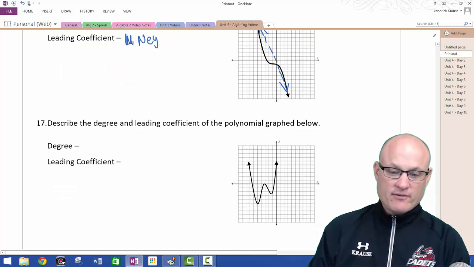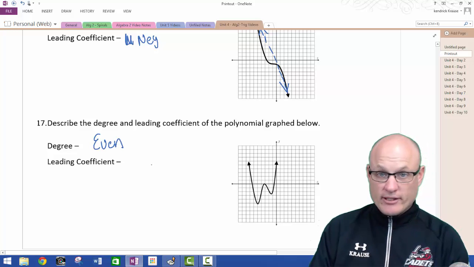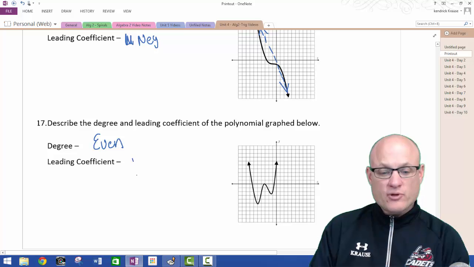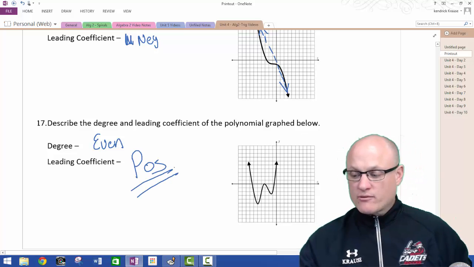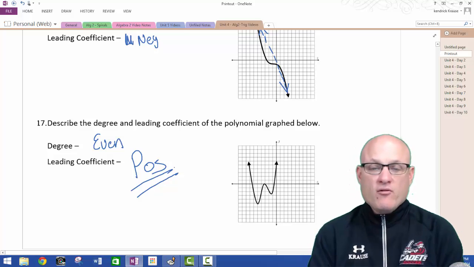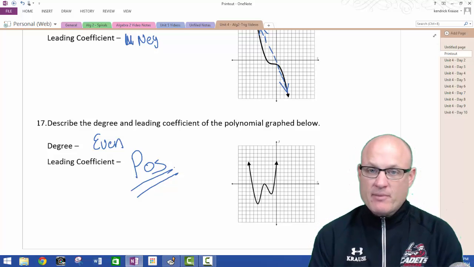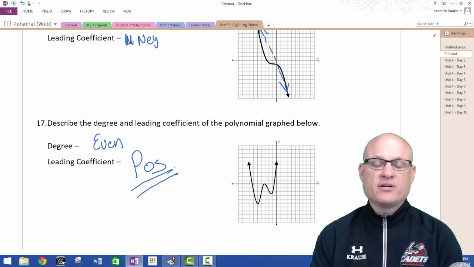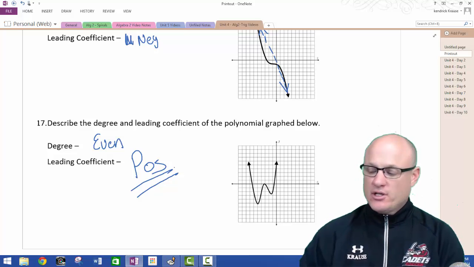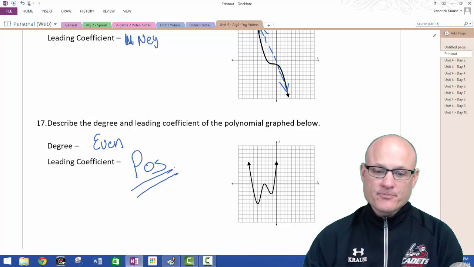And finally, we have one going up because they're both going in the same direction. That means it's an even degree, and they're both going up, so that means positive. So hopefully from this very quickly worded video, you understand a little bit about end behavior of different degreed polynomial functions.